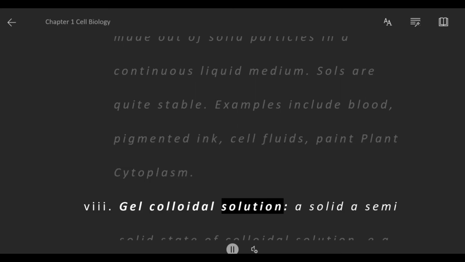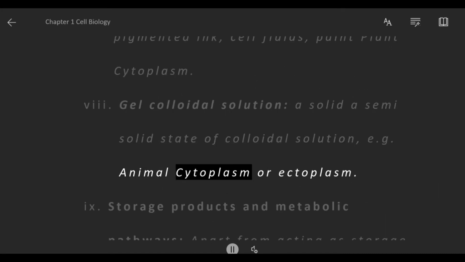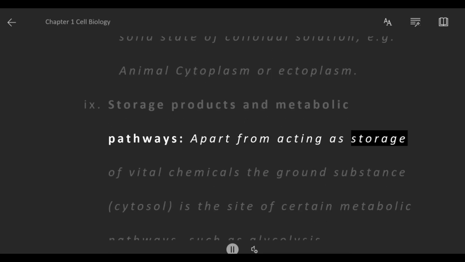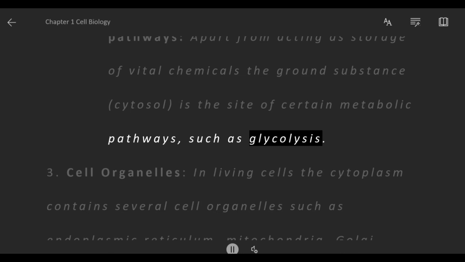8. Gel colloidal solution. A solid or semi-solid state of colloidal solution, e.g. animal cytoplasm or ectoplasm. 9. Storage products and metabolic pathways. Apart from acting as storage of vital chemicals, the ground substance, cytosol, is the site of certain metabolic pathways, such as glycolysis.